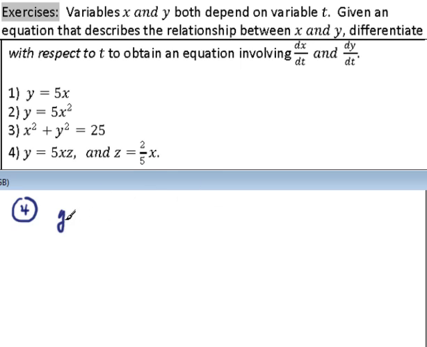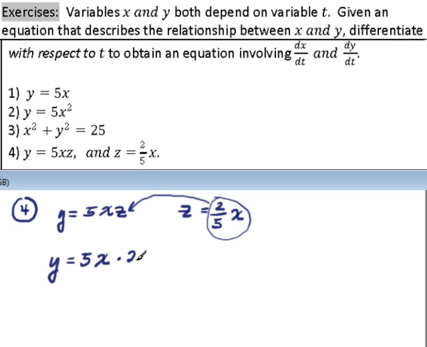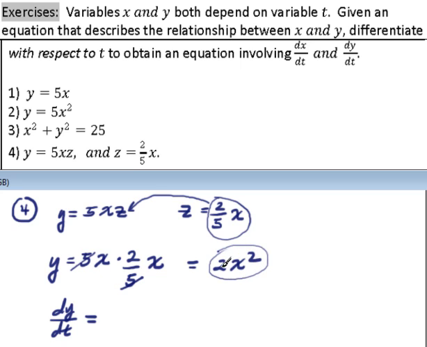So let's do that. So first we have y is equal to 5xz, and now z is equal to 2/5 x, and we're not really interested in z, so we want to get rid of z, because we only want dx/dt and dy/dt. So do that substitution, and we have y is equal to 5x times 2/5 x. All right, so these cancel, and so we have y is equal to 2x squared. And now dy/dt is equal to, here we're going to differentiate 2x squared with respect to t, bring the 2 down, and we have 4x to the 1 times dx/dt.